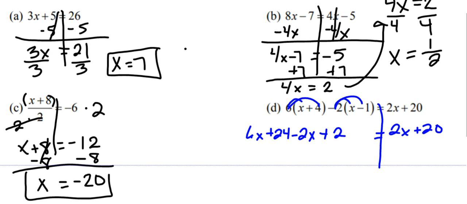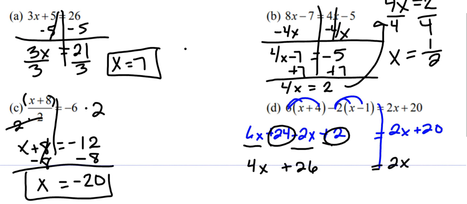I'm going to combine like terms. Over here I have 6x and negative 2x would give me 4x. I have 24 and 2, which is going to give me 26 equals 2x plus 20. Now I have to get all my x's on one side. So I'm going to subtract 2x from both sides.